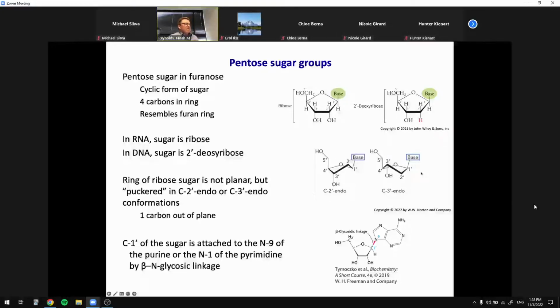We did talk about the pucker a little bit. Don't worry about this for the exam. I did that in class just to let you know that it's not a perfect ring. It's not perfectly flat, right? We have a pucker. But you should know the bond between the base and the sugar. It's a glycosidic bond, and in this case it's a beta N glycosidic bond, right? So it's a beta linkage, but to a nitrogen, and so definitely understand that it's a glycosidic bond.